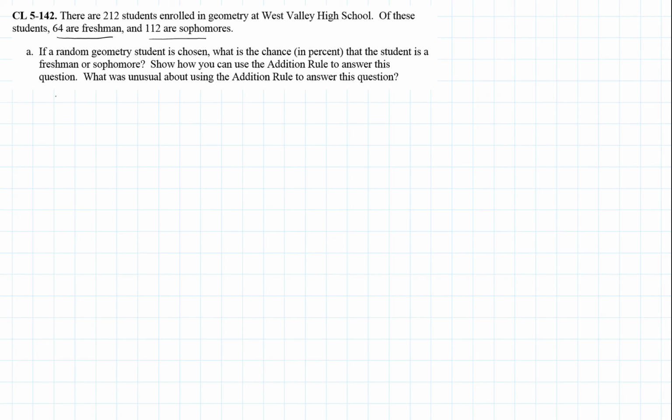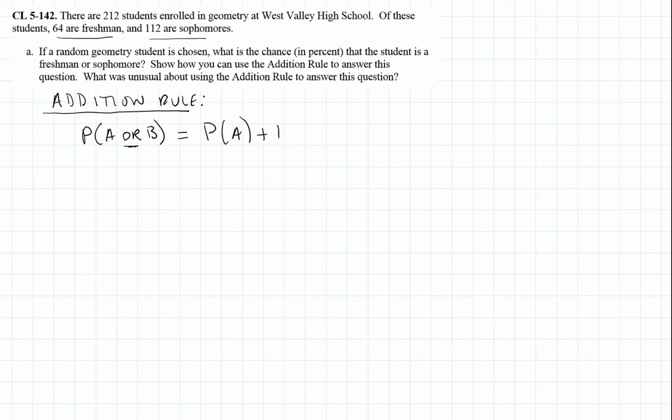Okay, so first things first, you got to know what the addition rule is. What the addition rule says is the probability of event A or event B. That's the key word, the "or", equals the probability of A plus the probability of B minus the probability of A and B. So this is where they intersect.